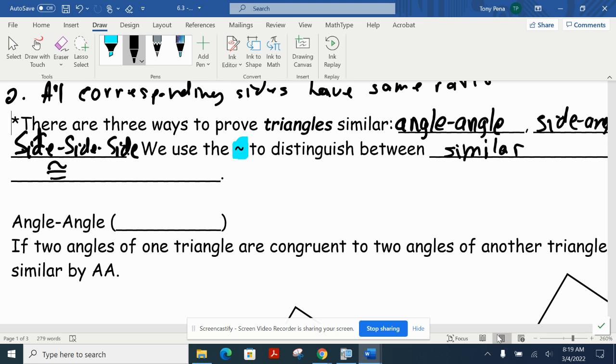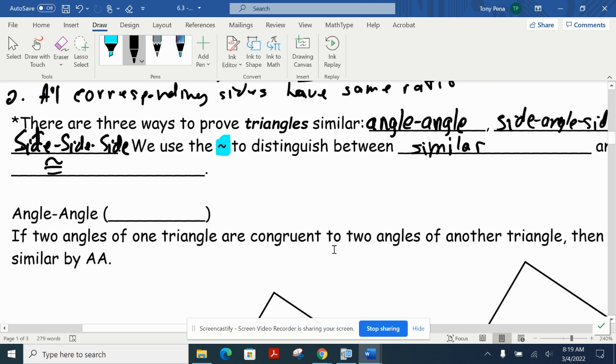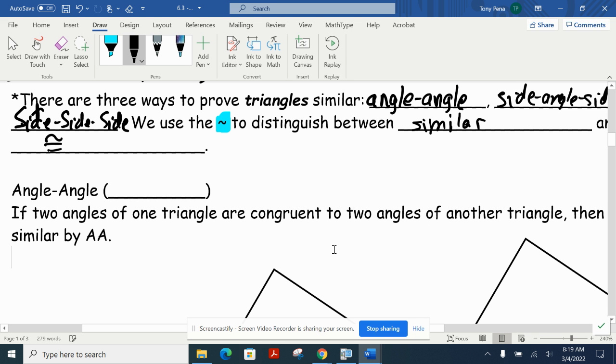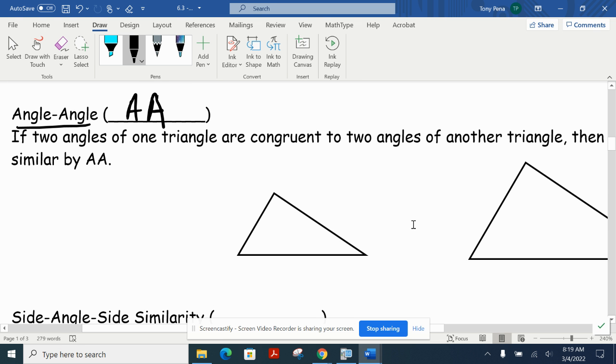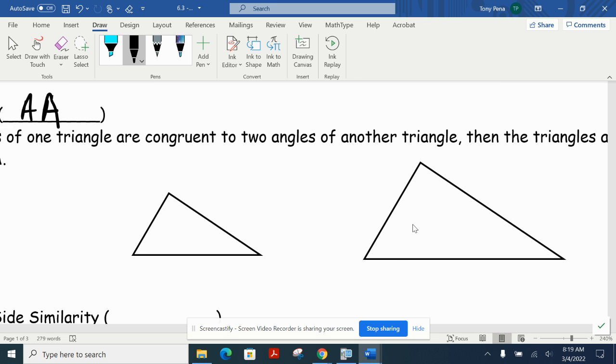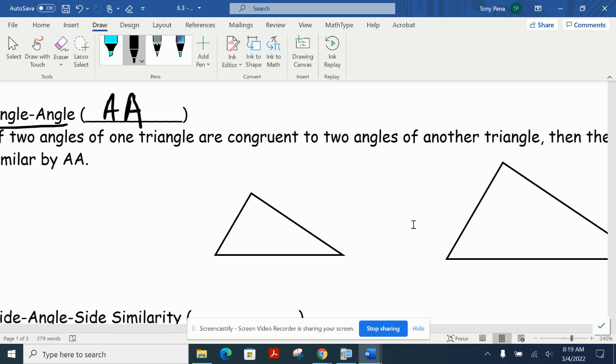All right, so let's now talk kind of about what these all are implying. So when you see angle, angle, when we start using this in the future, we're really just going to abbreviate it to be AA. So whenever we write this little AA, we're saying that by the angle, angle theorem, these triangles have to be similar. So here's what that theorem says. It says if two angles of one triangle are congruent to two angles of another triangle, then the triangles are similar by what we would say is the angle, angle theorem.